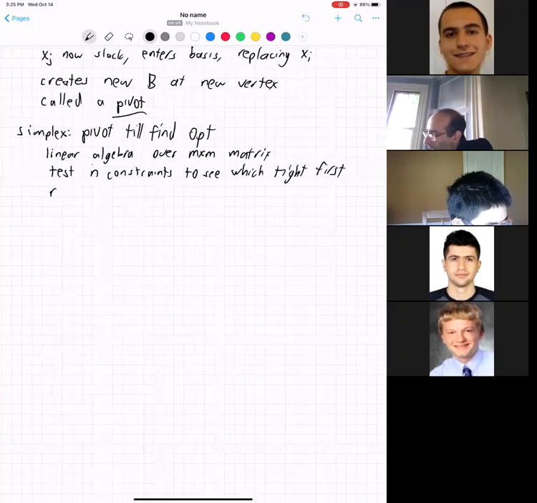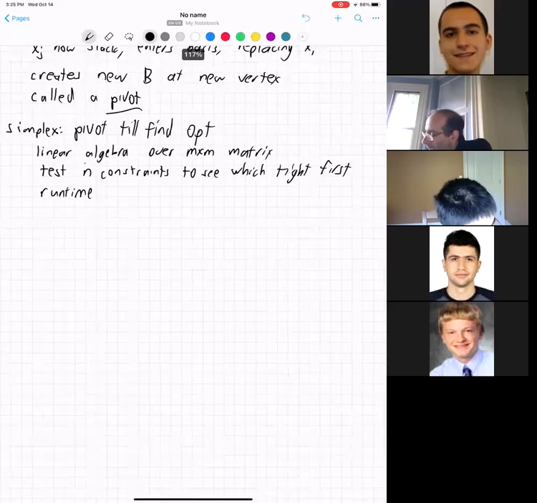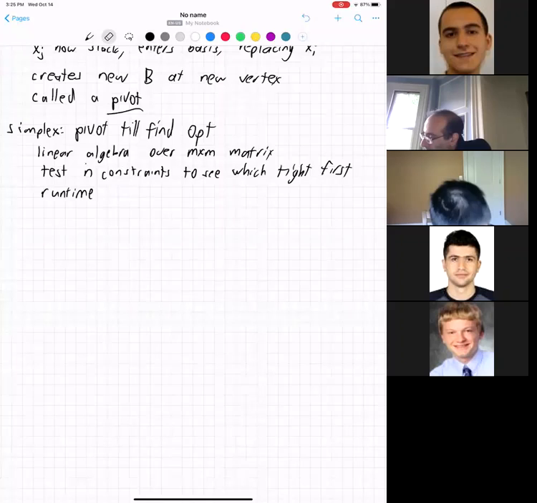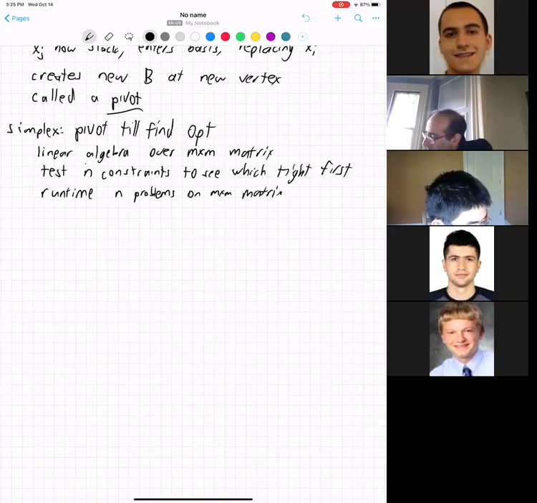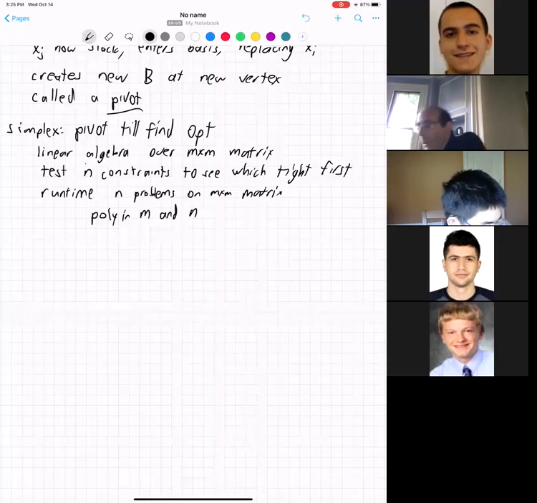Right, so the runtime of a single pivot step is going to be, to test the n constraints, we're going to have like n squared time, or so. Sorry, is that right? No, actually, we're going to be solving a bunch of n by m problems. I think what basically happens is that you solve n problems on an m by m matrix. So the key point is that this is certainly polynomial in m and n, which is what we need. Okay.